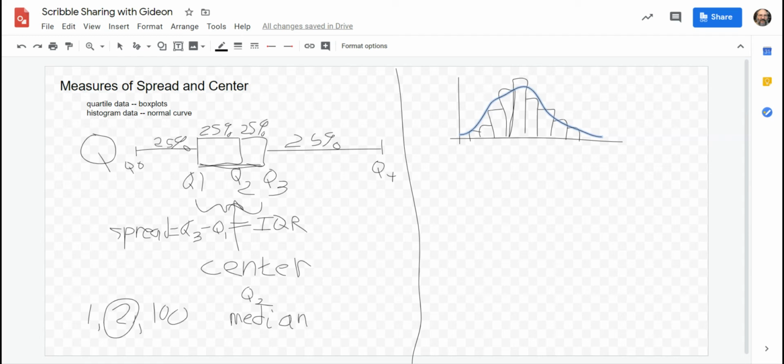The center is just the mean, what we usually mean by saying average. We mean the mean, and that's the one where you sum them up and divide by the count. Mean is the center of histogram, bell curve data. And the spread is the standard deviation.